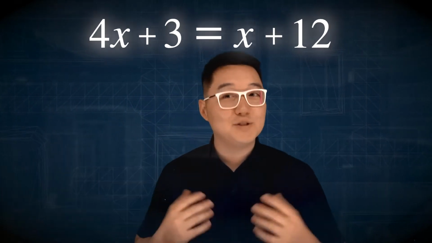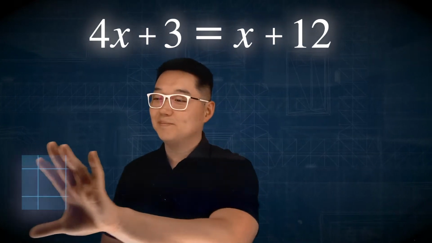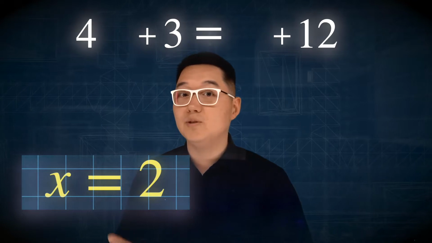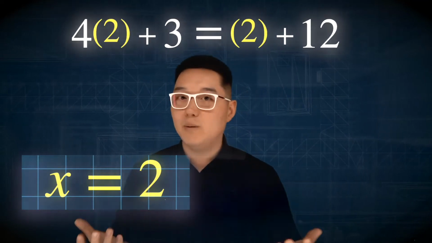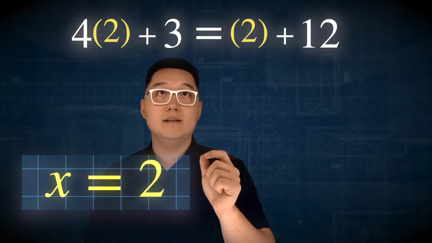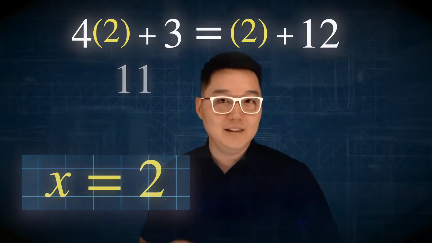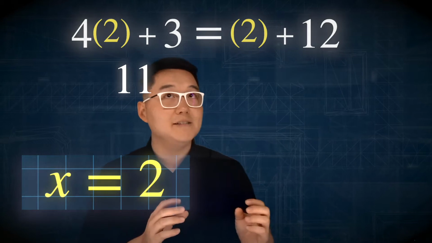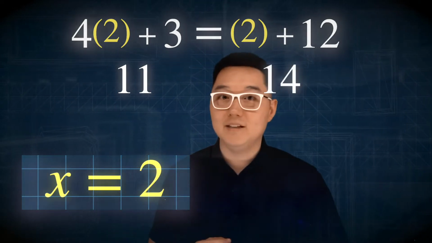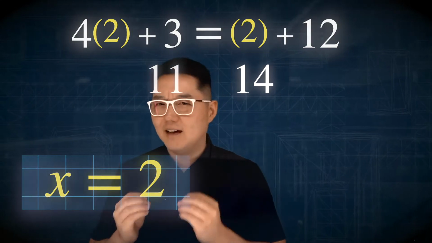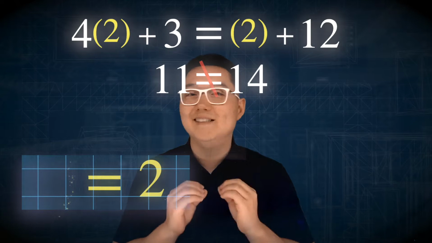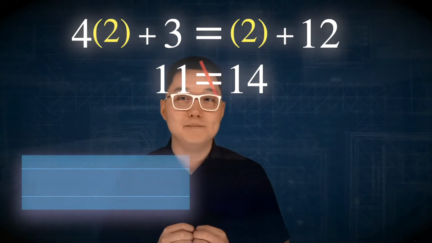Let's try x equals 2 this time. Now if I plug in x equals 2 to both expressions, let's see what we get. We get 4 times 2 plus 3, and that just gives us 11. But on the right side, we have 2 plus 12, which gives us 14. But again, is 11 equal to 14? No. So x equals 2 is not a solution to this equation.